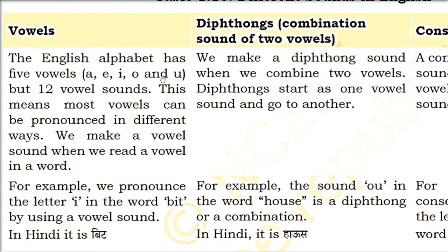In the English alphabet, A, E, I, O, U are 5 vowels. But we have 12 vowel sounds. I just showed you about A. Did you see? A was making a different sound. Similarly, E also is making different sounds. I'll give you an example.